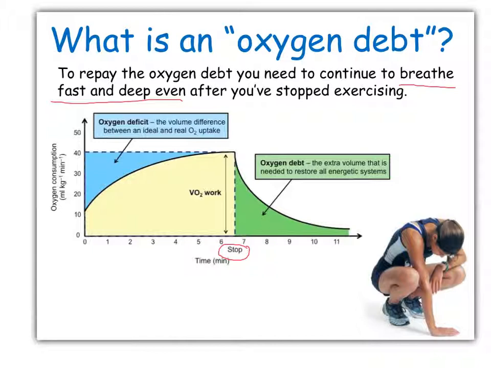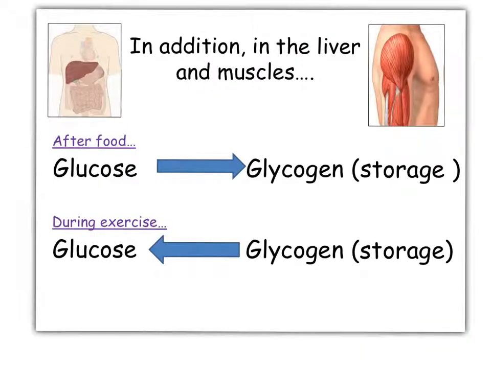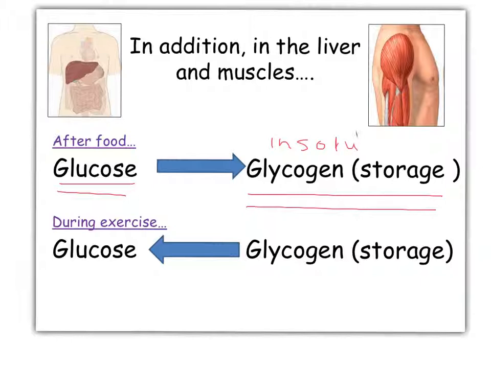Now, the final little fact that you need to know is when we take in food and we take in glucose, which remember is the fuel for both aerobic and anaerobic respiration, we don't use all of that glucose. Some of it is converted into glycogen as a storage molecule, okay, because it's insoluble and therefore it can be stored in both our muscles and the liver.